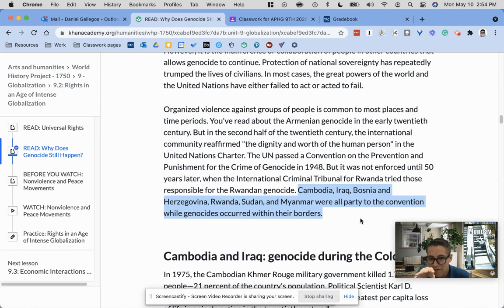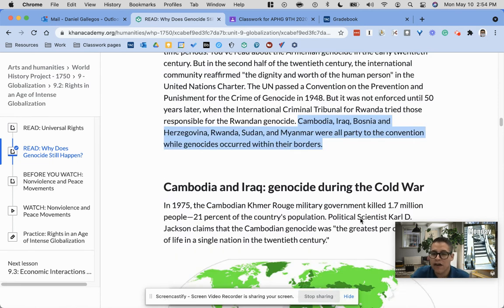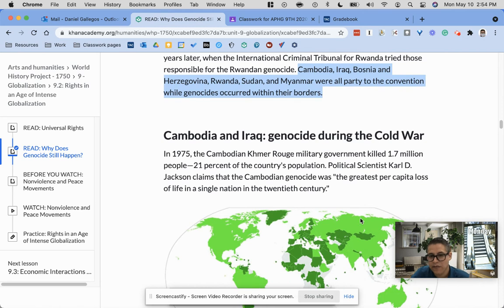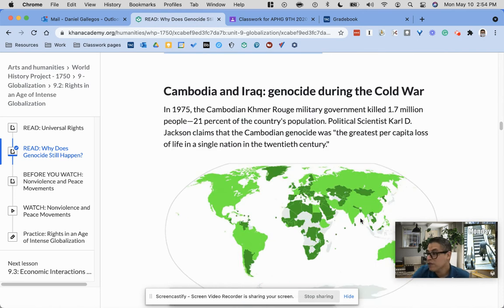It's going to tell you about these 5 or 6 specific cases that you see highlighted here: Cambodia, Iraq, Bosnia-Herzegovina, Rwanda, Sudan, and Myanmar. And it's going to tell you why it keeps happening in these places. But it's going to have a specific focus on the indifference that countries like the US have had towards those places. So what I'm going to do is read this one about Cambodia and Iraq, and then I'm going to leave the rest for you to be reading and for you to be telling me what connections you made and what things you're learning about.